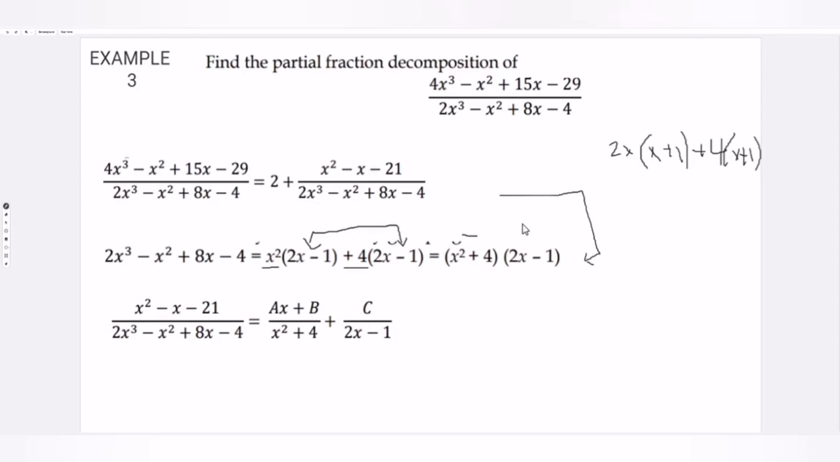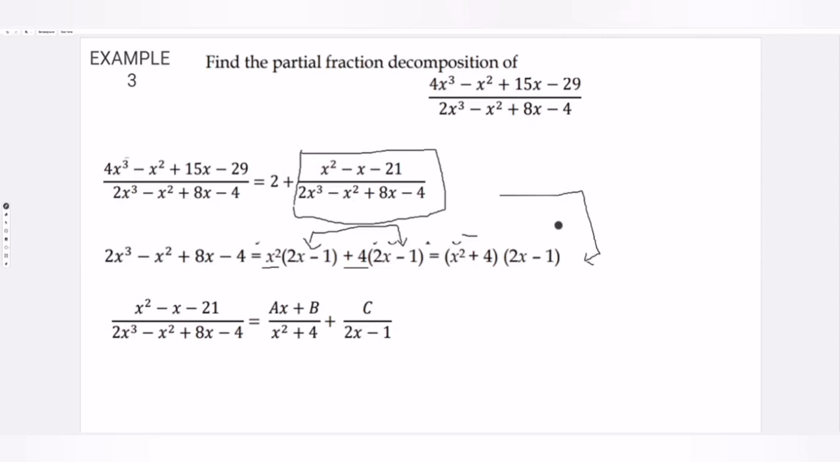Okay, next step: we already have the factored form of our denominator, so now it is time to multiply. At this point, we are going to apply the partial fraction decomposition to these rational expressions, so just neglect the 2 first. Again, we already have the factored form for our denominator, 2x cubed minus x squared plus 8x minus 4.